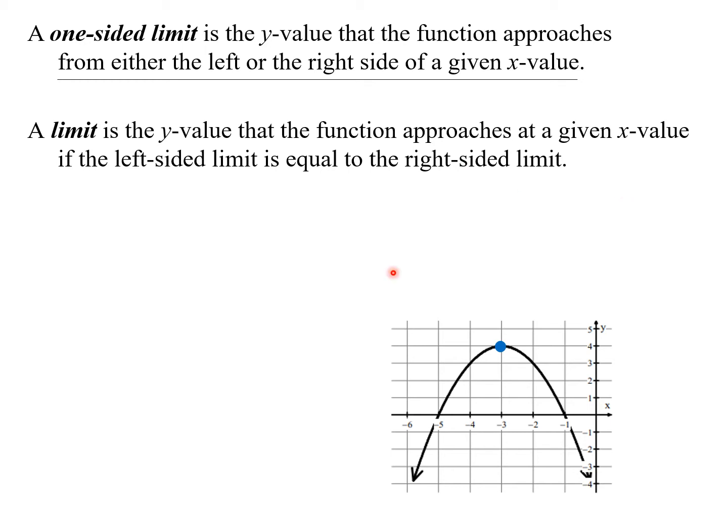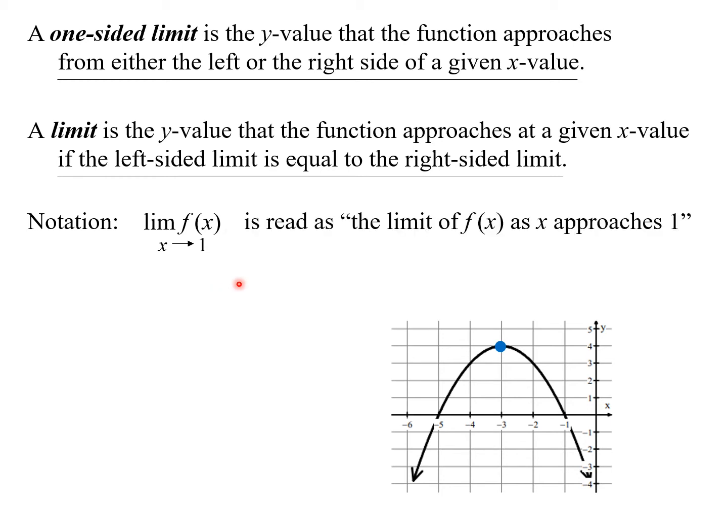But before we do that, I got to introduce some notation. All right? Some notation. Now, this weird looking notation reads as the limit of f of x as x approaches 1. That arrow indicates the value of x is approaching 1. Okay, so the limit of f of x as x approaches 1. That's the shorthand notation for that statement.